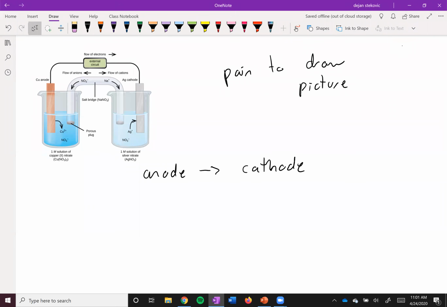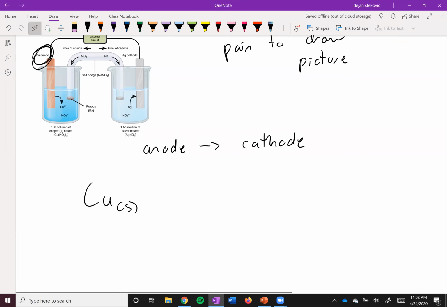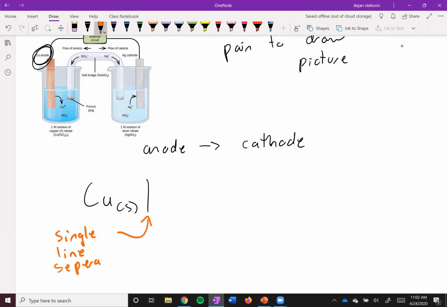So let's take a look at this. If we think about what kind of electrode here, we have a solid copper electrode. So we'll say Cu(s). And then we'll draw a straight line. The straight line represents a phase or a separation from phase. So single line separates phase, right? Most of the time, this will be the solid electrode and the aqueous solution.